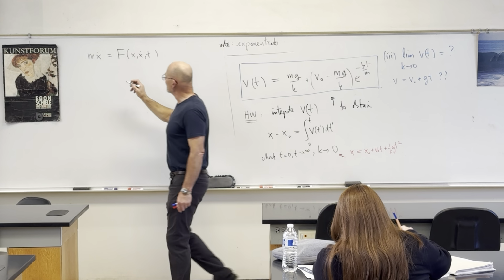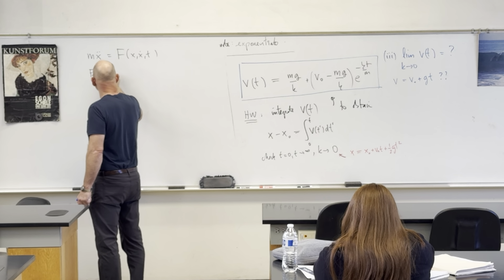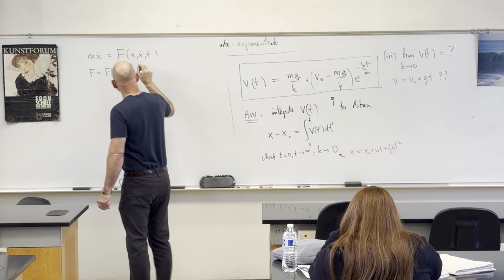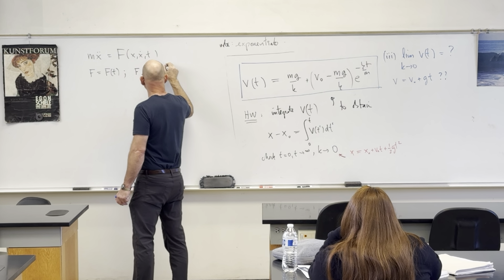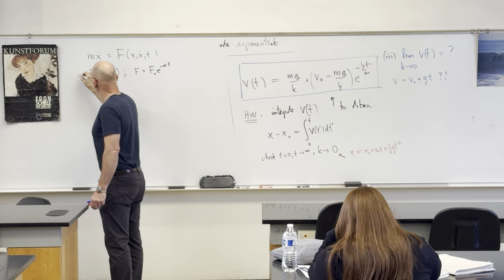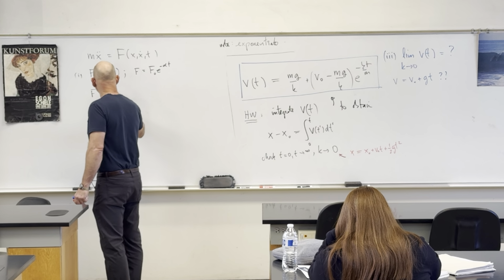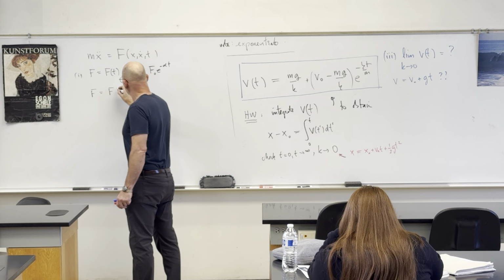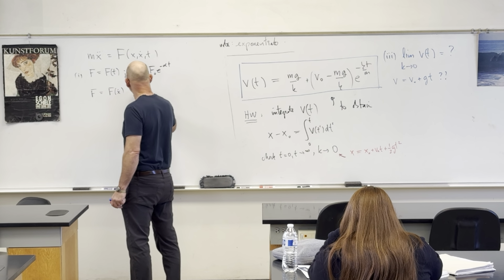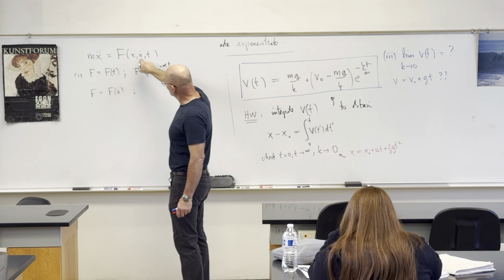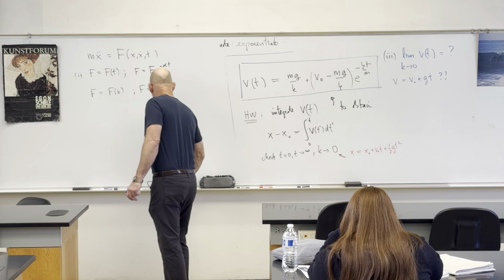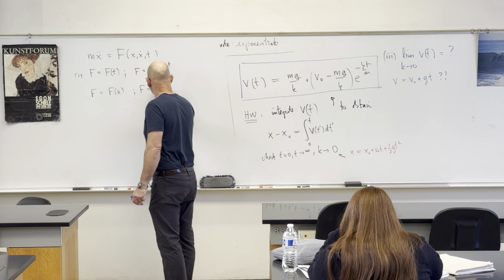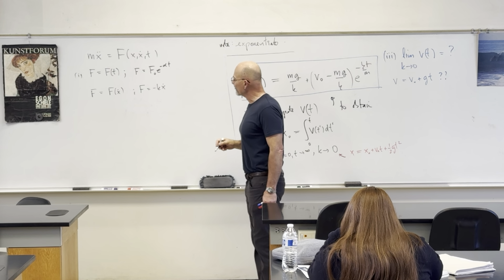What we've done so far: we've done F equals F of t explicitly, and that was F equals F naught e to the minus alpha t. We've done F equals F of x dot, which is this argument here. F was equal to minus k x dot. So that's what we just did.